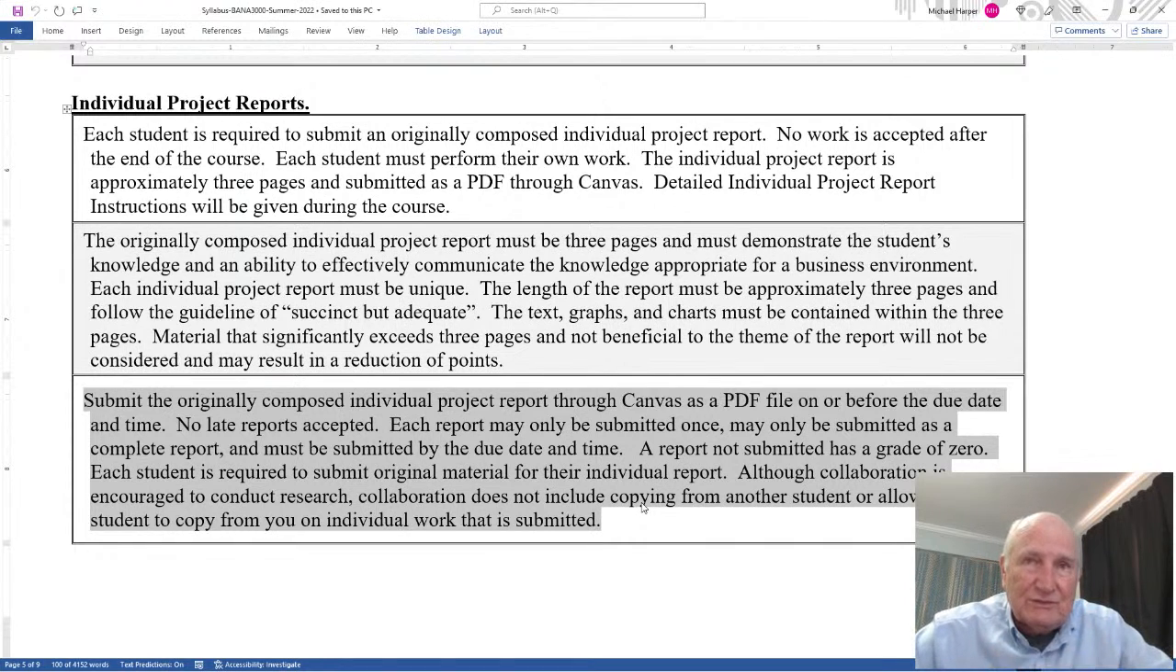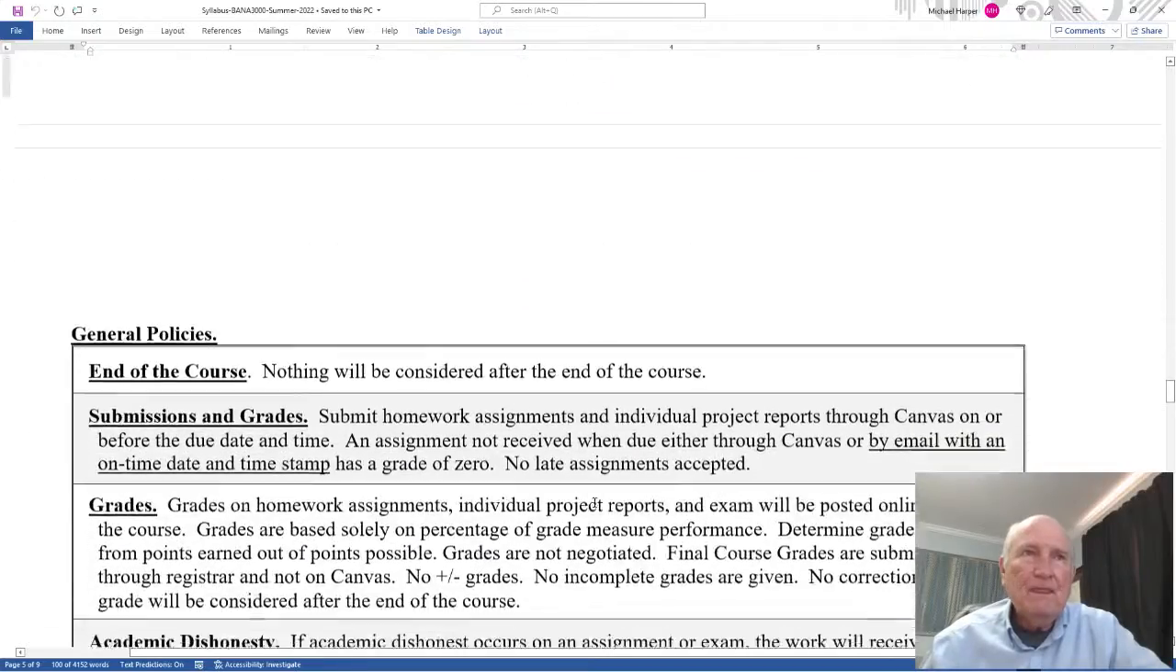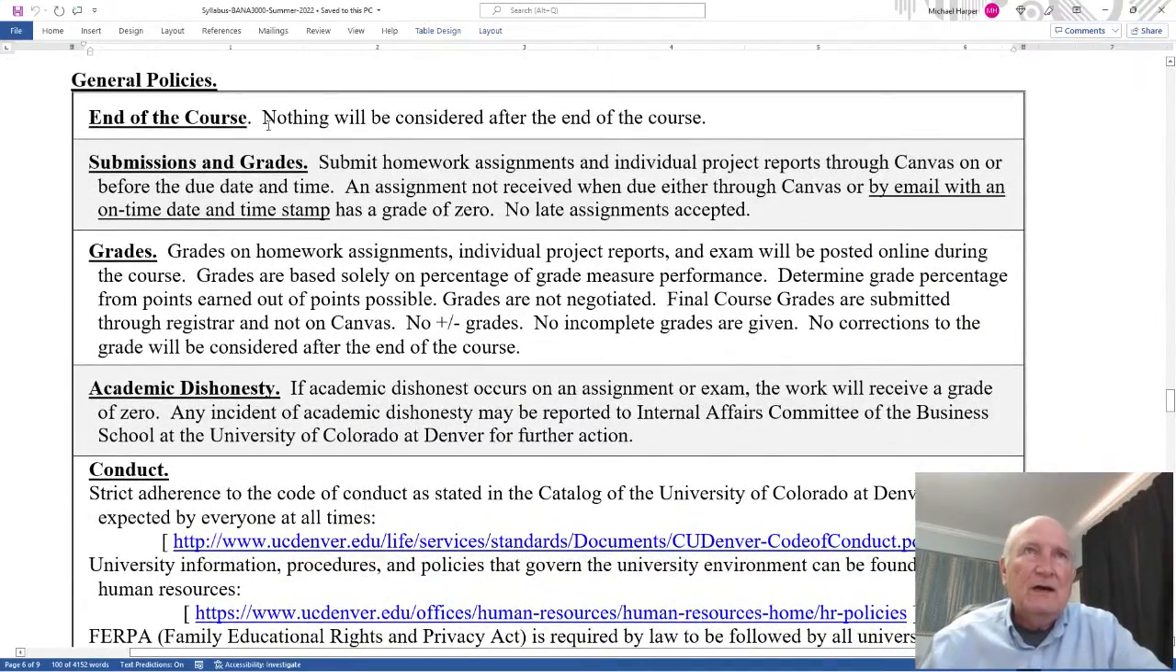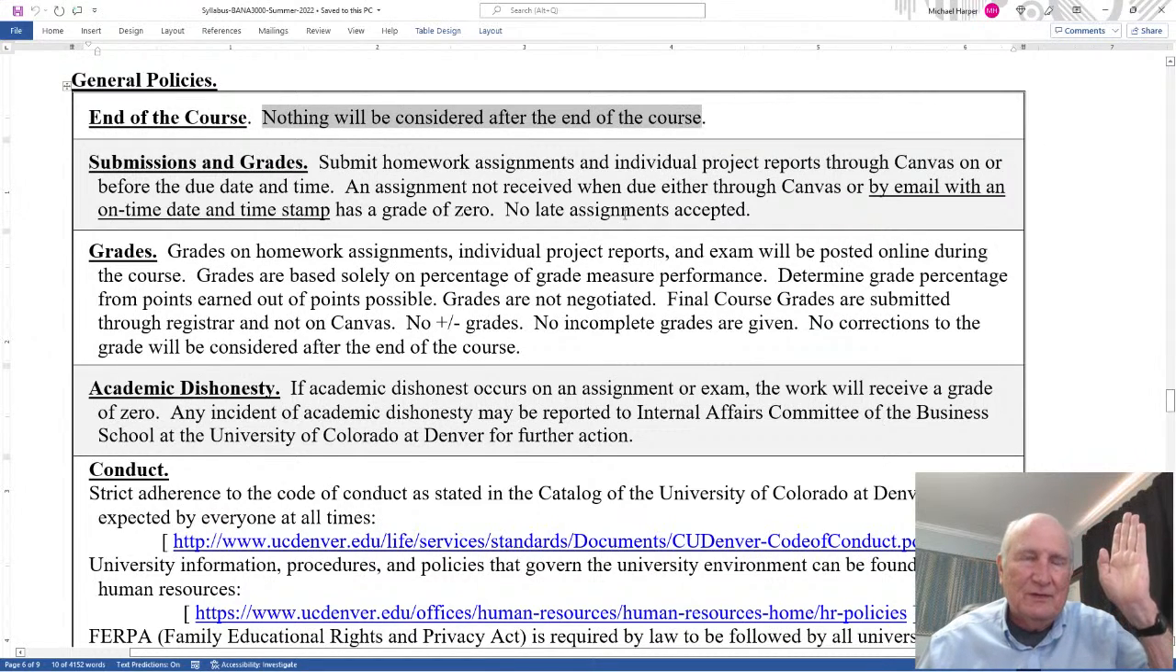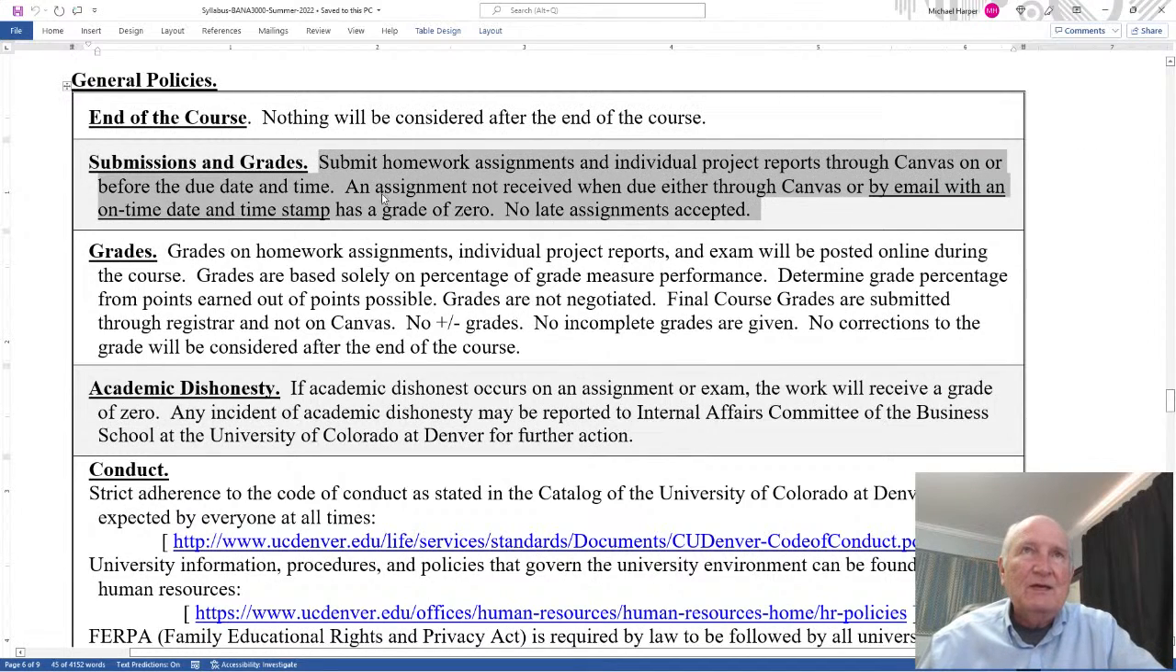So using someone else's or letting someone else use you, both are considered dishonesty and both are considered equally egregious. Okay. General policies. Nothing considered at the end of the course. I say that all the way through. The end of the course is the end of the course. Everything is done between the beginning and the end. Submission of grades. Okay. Submit homework assignments, individual project reports through Canvas on or before the due date and time.